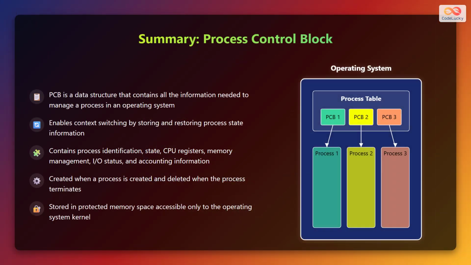Let's summarize what we've learned about the process control block. The process control block is a data structure that contains all the information needed to manage a process in an operating system. It enables context switching by storing and restoring process state information, allowing the CPU to switch between processes seamlessly. It contains process identification, state, central processing unit registers, memory management, input or output status, and accounting information, providing a comprehensive view of each process.